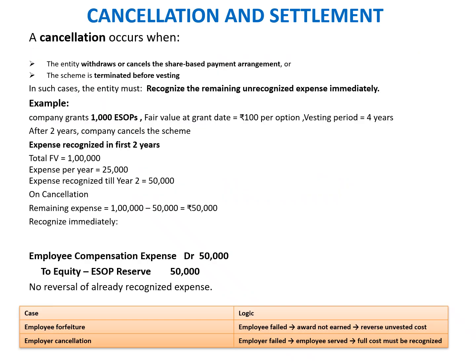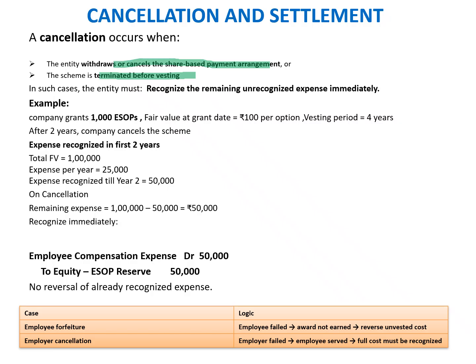Okay, now we'll quickly talk about cancellation and settlement. First we'll talk about cancellation. What is the meaning of cancellation? Cancellation means the entity withdraws or cancels the share-based payment arrangement, or the scheme is terminated before vesting. So cancellation is being done by the company. And whenever this kind of cancellation happens, it is assumed that the vesting has been done by the employee, and hence we have to do the full recognition of the employee cost in that case.